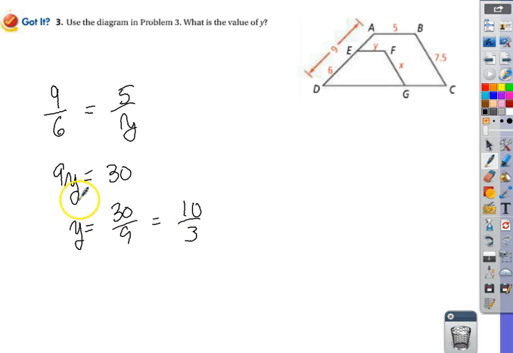Is everybody okay with that? 10/3 or 3 1/3, not 3.33. Uh-oh, Caroline, what's the matter? I don't know. Like, why would it be 9 over 6 equals 5?